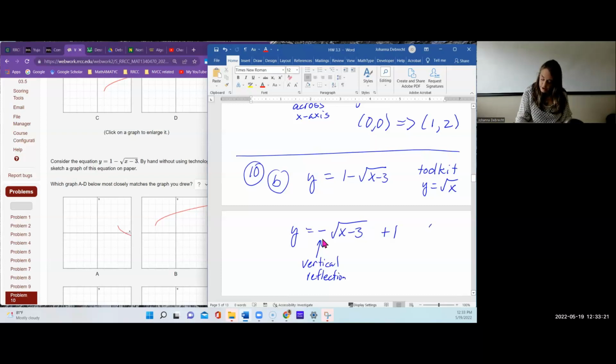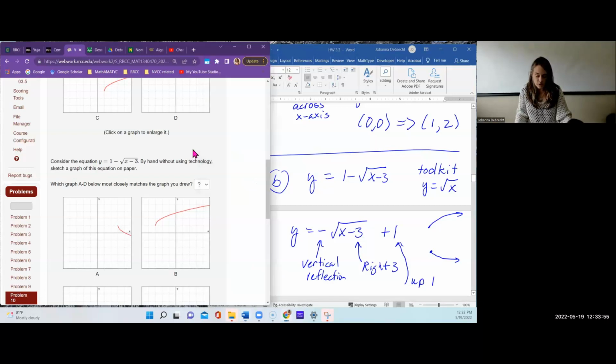Remember that the toolkit function looks like the upper arm of a sideways opening parabola. So when it's reflected, it will look like the lower arm of the sideways opening parabola. The minus 3 is going to shift it. In this case, it's going to go right 3 and do the opposite to what we expect because it's inside the main operation. The plus 1 is now outside. It was outside here as well. It just didn't look right to me, so I changed the order of the terms, and this moves it up 1. I'll leave it to you to figure out which of the curves is the correct one.